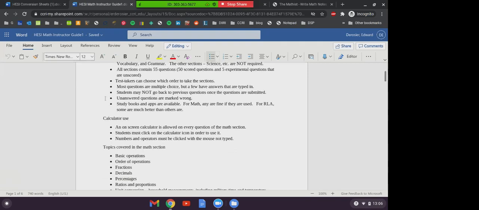Another thing too is there are study books and apps available, okay? For math, any book or any app that you use is fine. Some are better than others, but if you're using it, that's what counts more than anything. Math, you have to put the time in.